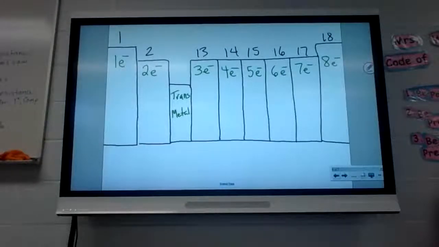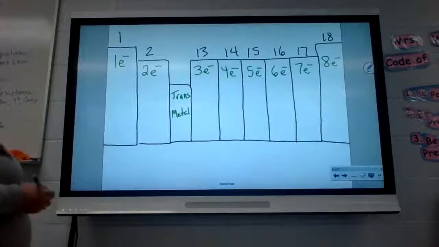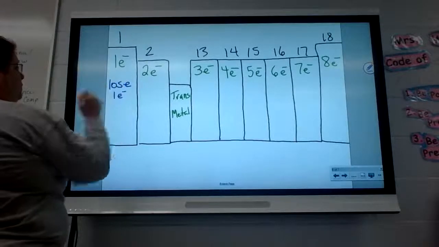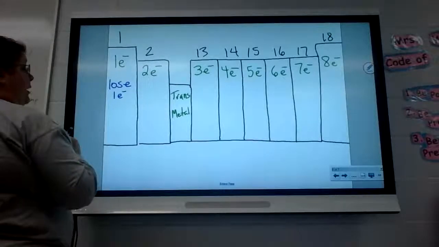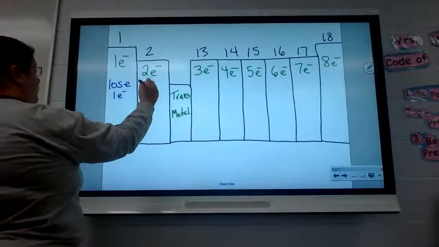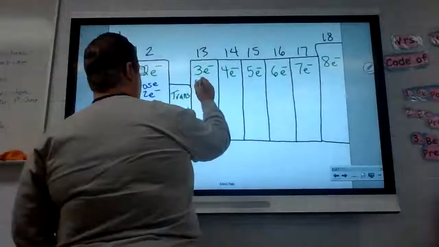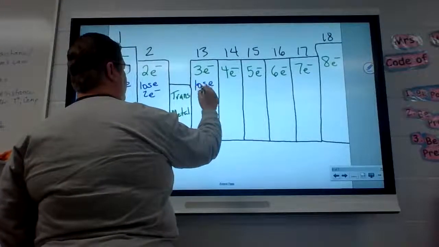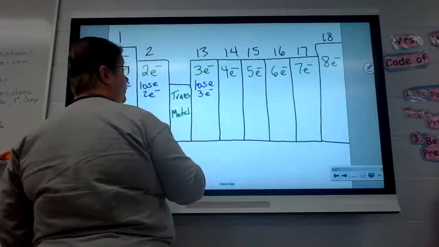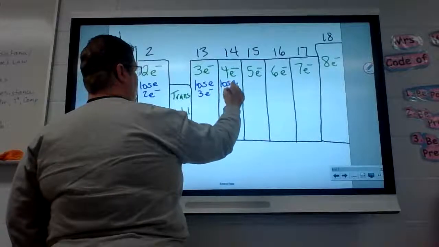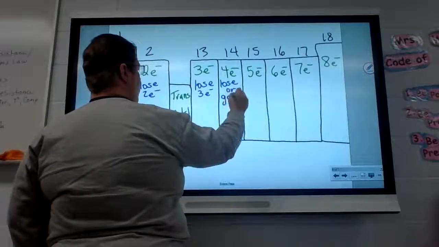So what did group 1 choose to do in order to get to 8 if it only had 1 electron in the outer shell? It would lose 1. What did group 2 do? Lose how many? 2. It would lose 2 electrons. What did group 13 do? It would lose 3 electrons. What did group 14 do? Could you lose or gain? Okay, it could lose or gain 4 electrons.